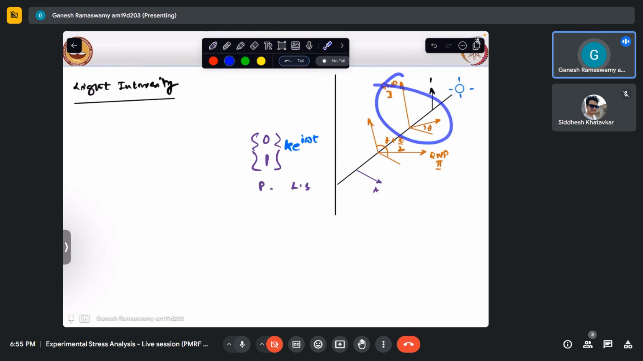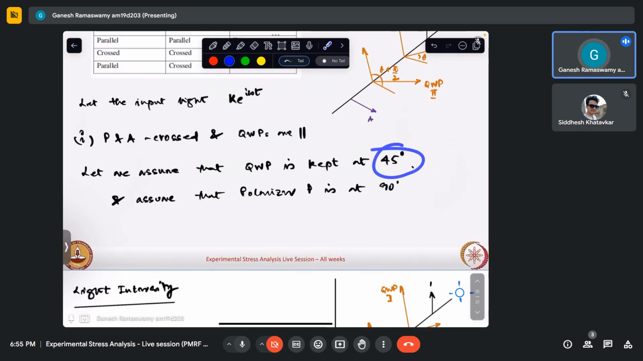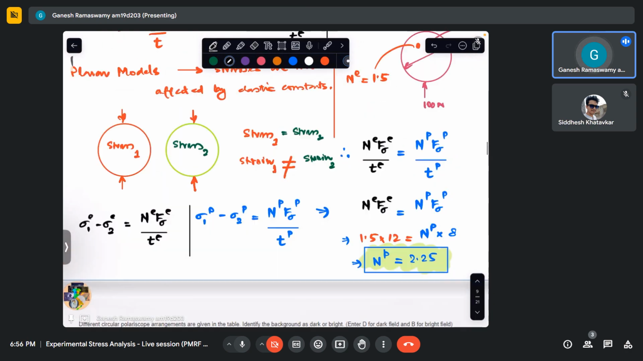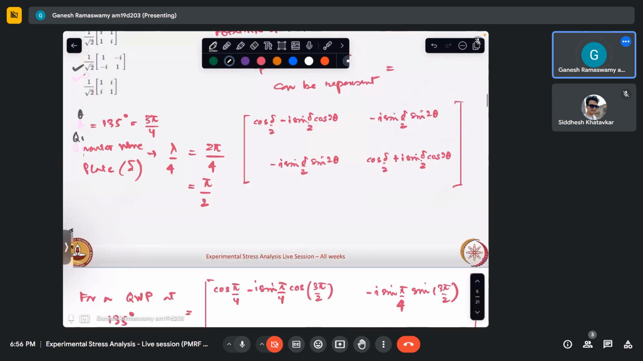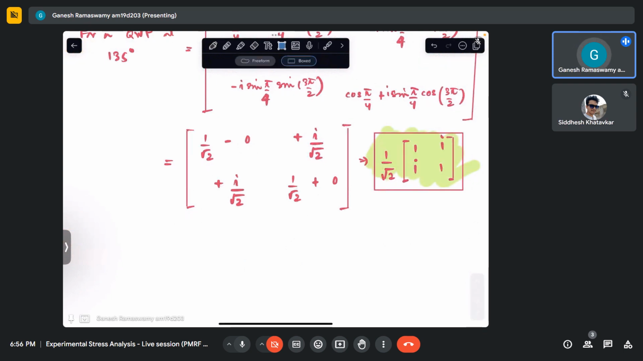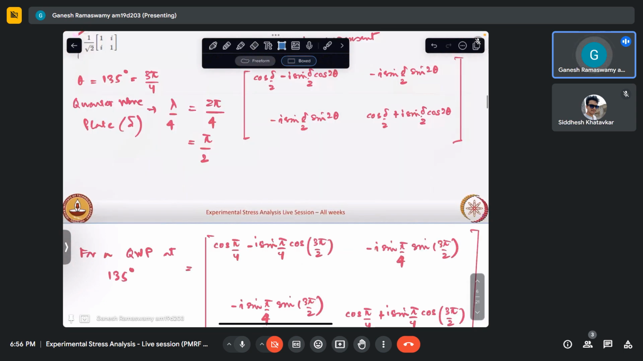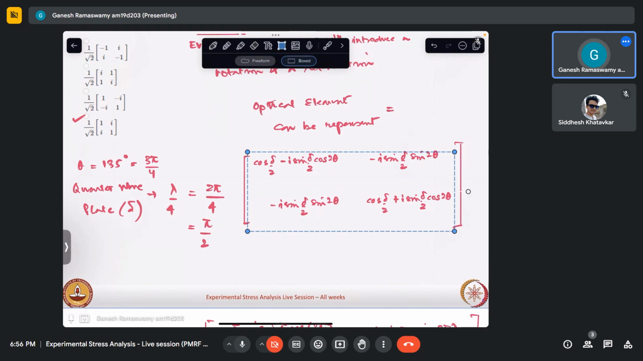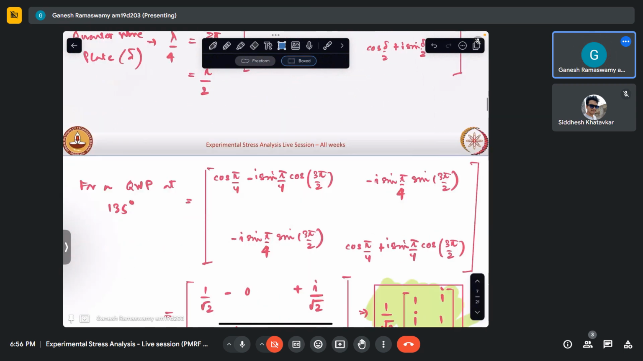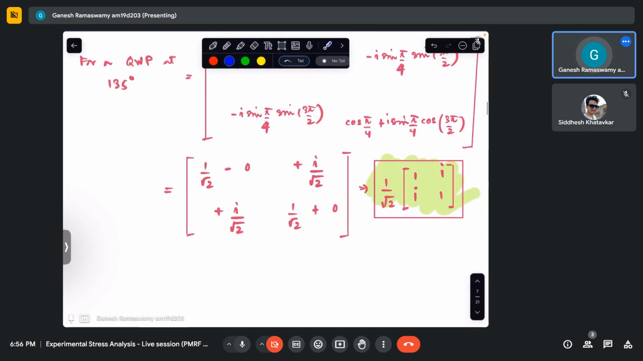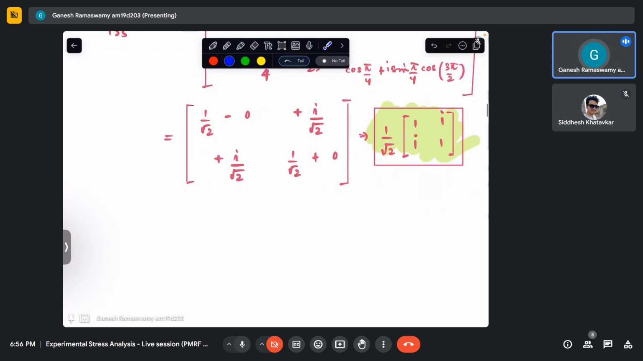Now comes the first quarter wave plate. I have made an assumption that it is kept at 45 degrees. In fact, let me refine the assumption and take it to be 135 degrees. Why? Because we have already calculated in one of the questions this expression for a quarter wave plate kept at 135 degrees. So I can directly make use of this. Otherwise, I would have to represent the matrix like this and multiply it out, which towards the end will get cancelled, but nonetheless I would have to multiply it out, which I'm trying to avoid. That is why I assume that we are keeping it at 45 or 135 degrees to simplify the thing.